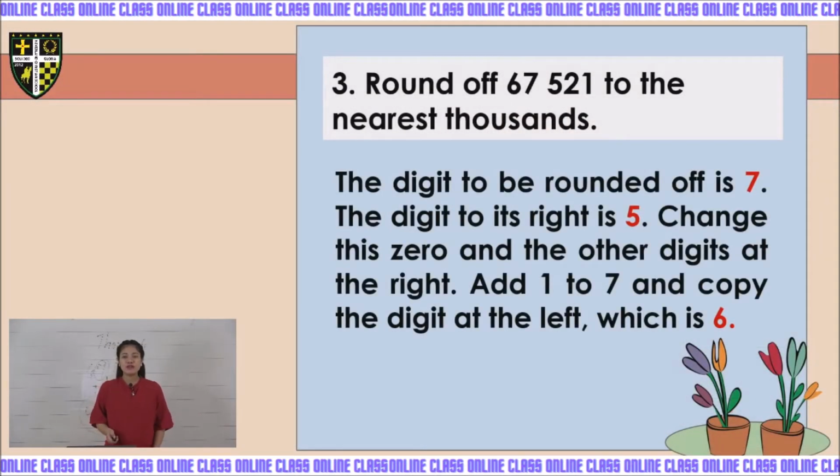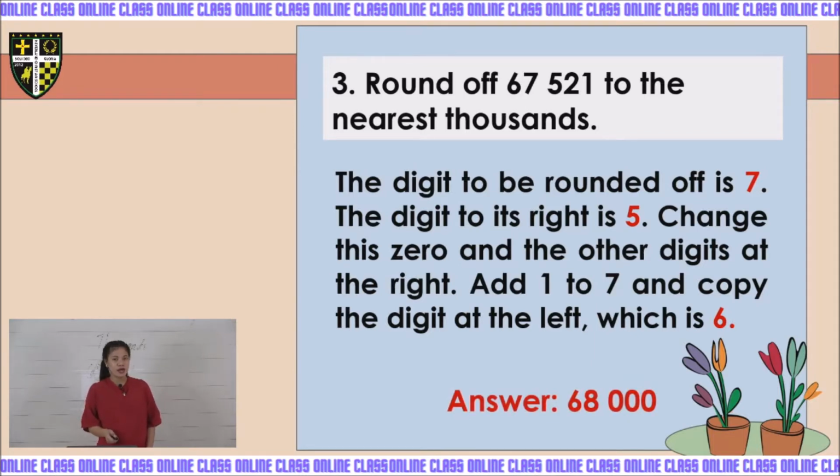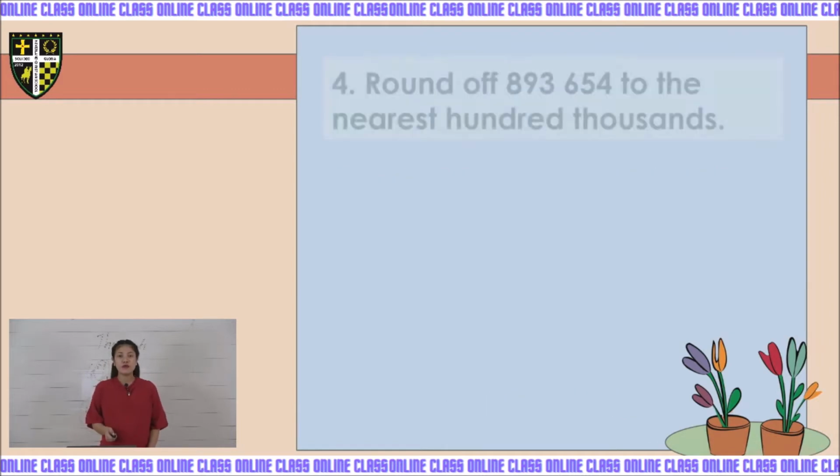The digit to be rounded off is 7. The digit to its right is 5. Change this to 0 and the other digits at the right. Add 1 to 7 and copy the digit at the left, which is 6. So our answer will be 68,000. So we are correct. Now here's the number 4 example.